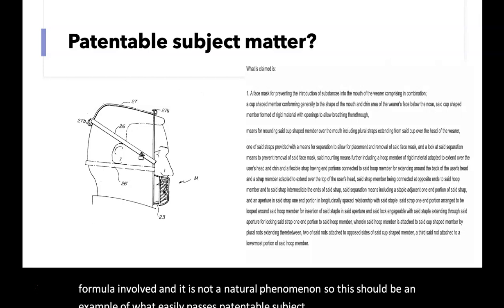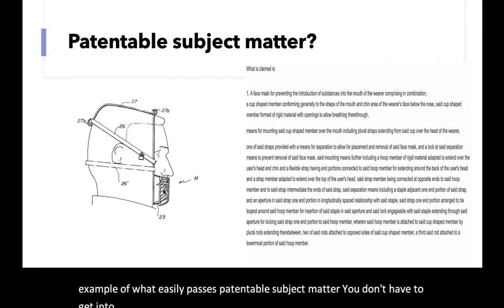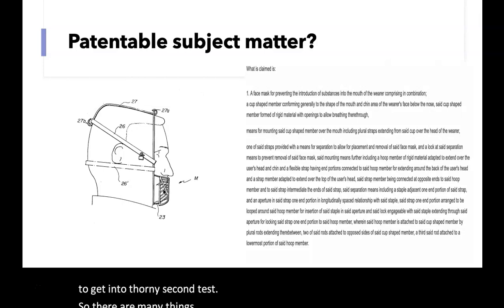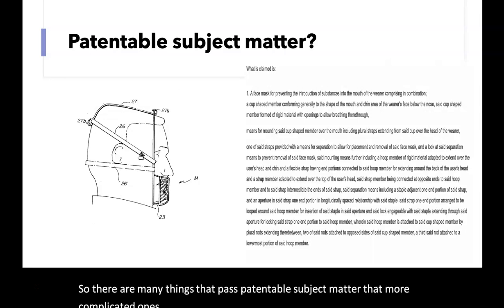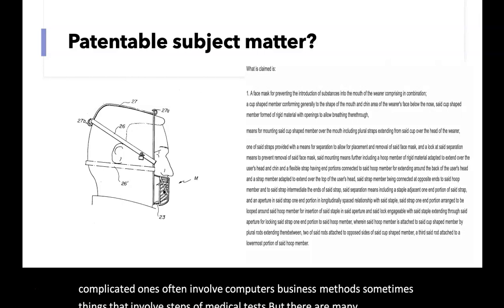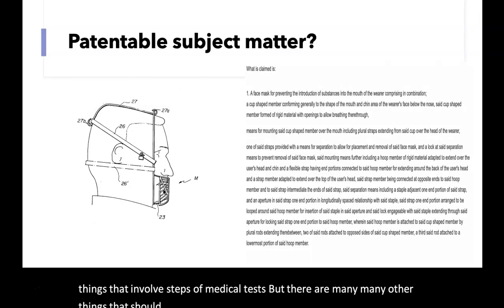You don't have to get into the thorny second test. So there are many things that pass patentable subject matter. The more complicated ones often involve computers, business methods, sometimes things that involve steps of medical tests, but there are many, many other things that should easily pass. So hopefully that gives you a general idea of patentable subject matter.